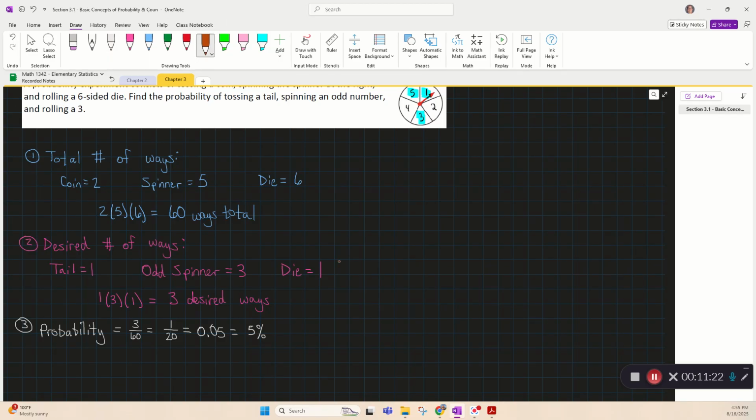Now, something to note, we don't really need to know this right now, but probabilities less than or equal to 5% are actually considered unusual. So having this exactly happen like we want, we flip a tail, we get an odd on the spinner, and we roll a 3, that's going to be unusual because it's less than or equal to 5%. Okay, so that is the end of section 3.1 over basic concepts of probability and counting.